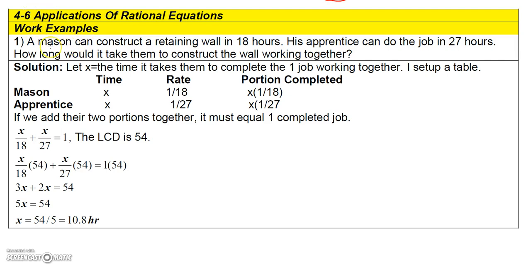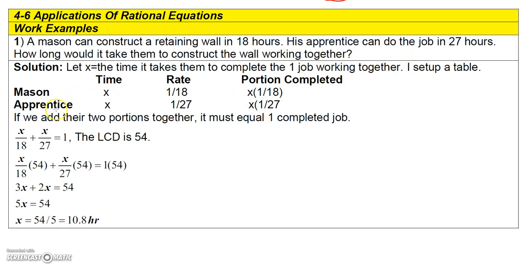So let's take a look at this problem. A mason can construct a retaining wall in 18 hours. His apprentice can do the job in 27 hours. How long would it take them to construct the wall working together? Okay. Let's let X be the time it takes them to complete the job working together. Notice I said one job. That'll come into play in a minute.